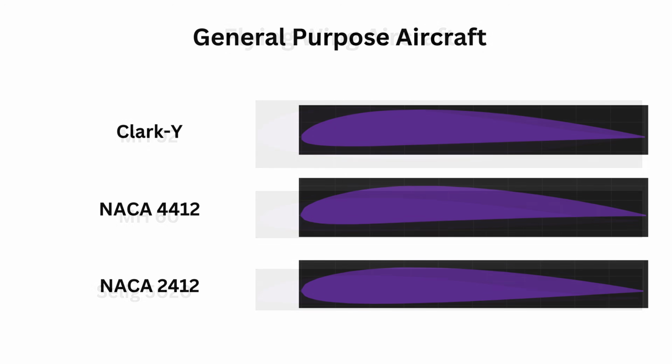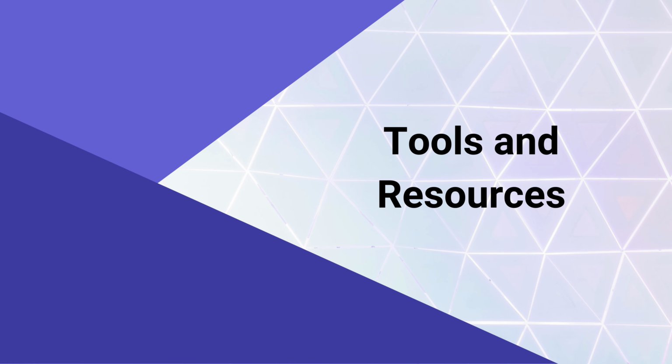For general purpose aircraft, the Clark Y airfoil and its variants are a common choice. Other common general purpose airfoils are the NACA 4412 and NACA 2412. Finally, let's look at a few tools and resources that can help you find the optimal airfoil for your design.